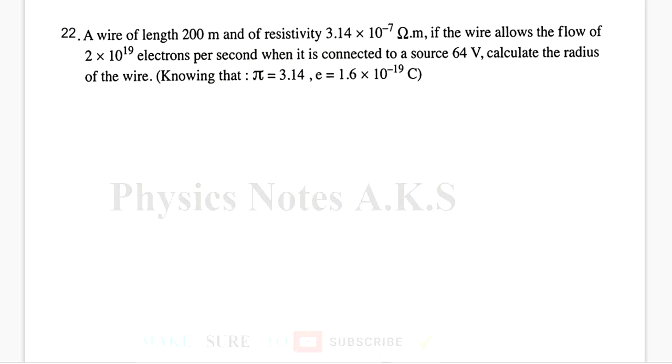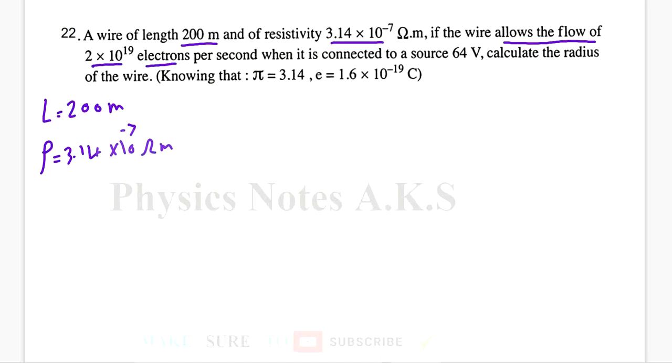The question says, I have a wire of length 200 meters. So the length is 200 meters. And of resistivity 3.14 multiplied by 10 to the power negative 7 ohm meter. If the wire allows the flow of 2 multiplied by 10 to the power 19 electrons.